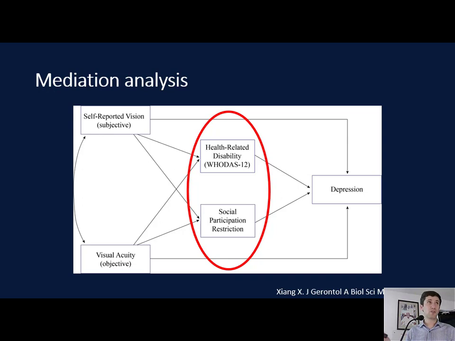It's really helpful to have longitudinal data to do this, because you want to know that your exposure, vision impairment, came before your event, because otherwise your arrows might actually be in the other direction. We don't need to get too into what the statistics are to do mediation analysis, but you can use a combination of regression models, or you can use something called structural equation modeling.